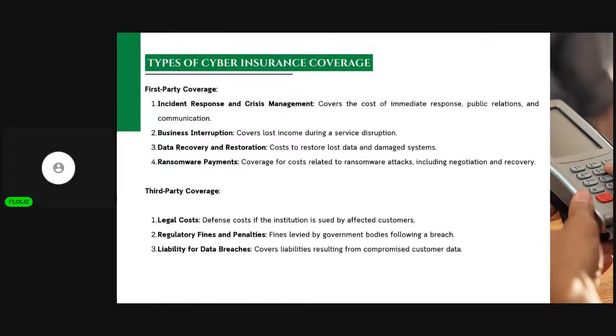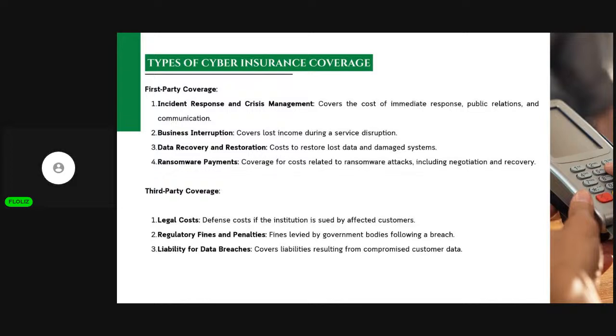So, what are the types of cyber insurance coverage? Now, we have the first party coverage and we have the third party coverage. Now, the first party coverage will include things like ransomware payment. You agree with me that when a company is hacked, one thing that they would also envisage is a ransomware payment. So sometimes some of these first party coverage will include covering the costs related to paying for that ransomware and also negotiating with the people responsible for launching that attack.